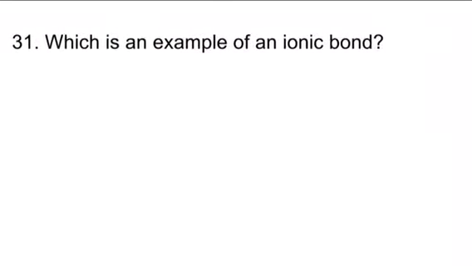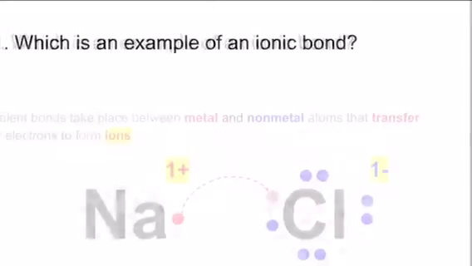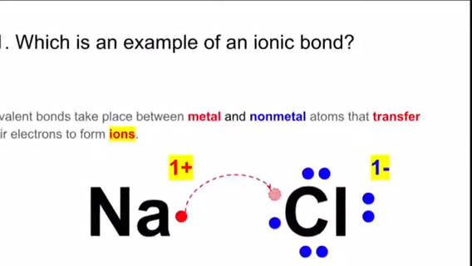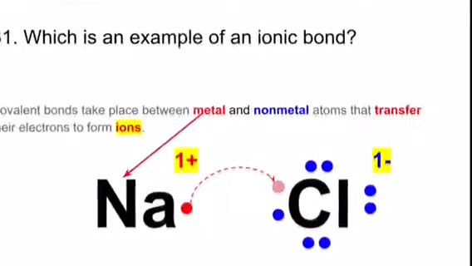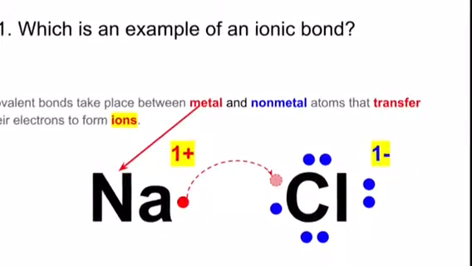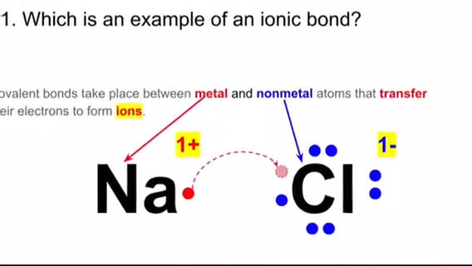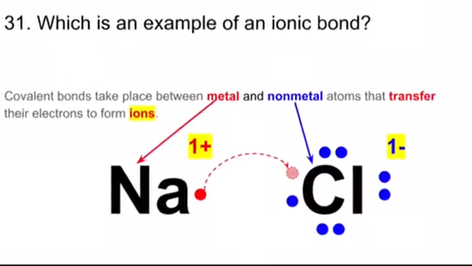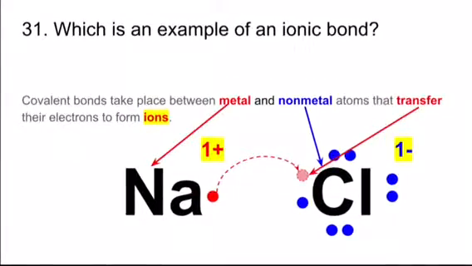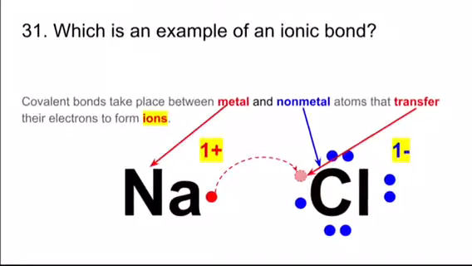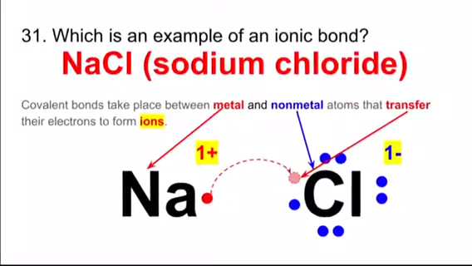And our last question, question number 31, which is an example of an ionic bond. So again, going back to the standard sodium chloride, we can see here that we're between metals, nonmetals, and electrons are being transferred to form ions. So you can see that sodium is a metal, chlorine is a nonmetal, and in here you can see that electron from sodium is being transferred to the chlorine and ions are being formed, so the answer to our last question would be sodium chloride.